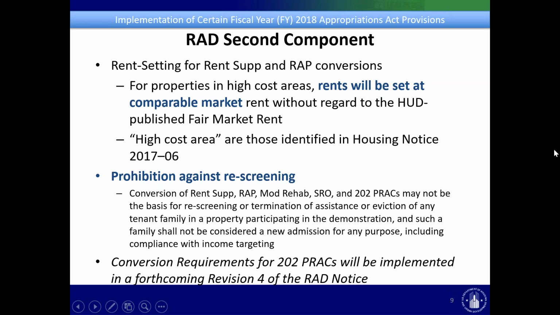The other important change applies to all of the second component conversions, so Rent Supp, RAP, Mod Rehab, SRO, and when rolled out, the 202 PRACs, which is a prohibition against rescreening. This copies over statutory language that we have for public housing conversions, and it prohibits the conversion from being the basis for rescreening or termination of assistance or eviction of any tenant family in a property participating in the demonstration, and deems that such a family shall not be considered a new admission for any purpose, including compliance with income targeting. So just a very important resident protection.